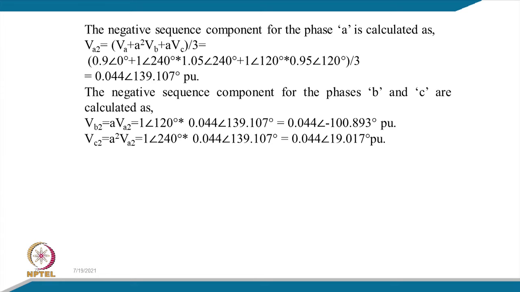The negative sequence components for the other 2 phases, B and C, can be calculated in the same manner, except you have to put in the angle operator corresponding to that, and then the magnitude will be the same, because the positive sequence is balanced and the negative sequence is also balanced, but their angles will differ by 120 degree.